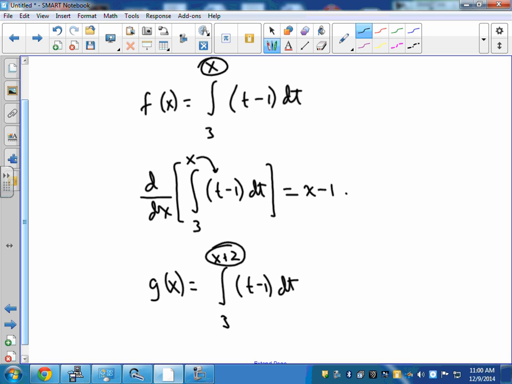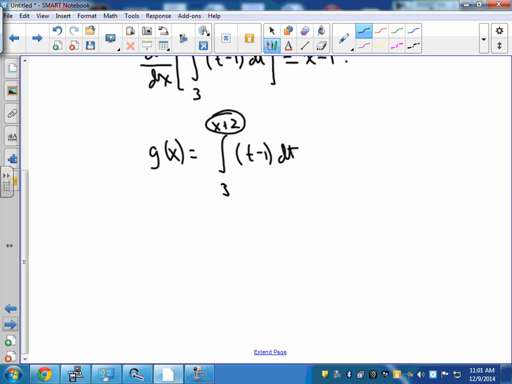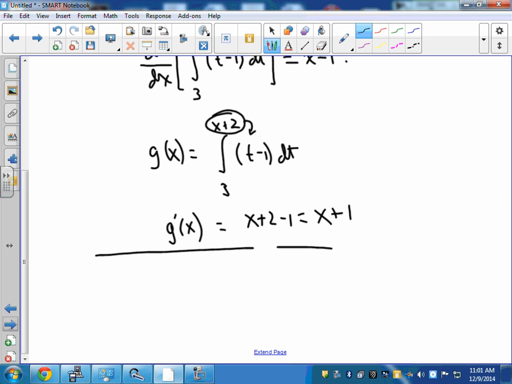And now we're asked to find g prime. G prime, again, this is the derivative of this integral function. Simply take that upper limit and put it in place of t. So this would be x plus 2 minus 1, which is x plus 1. Okay, one more modification, which will be rather interesting.